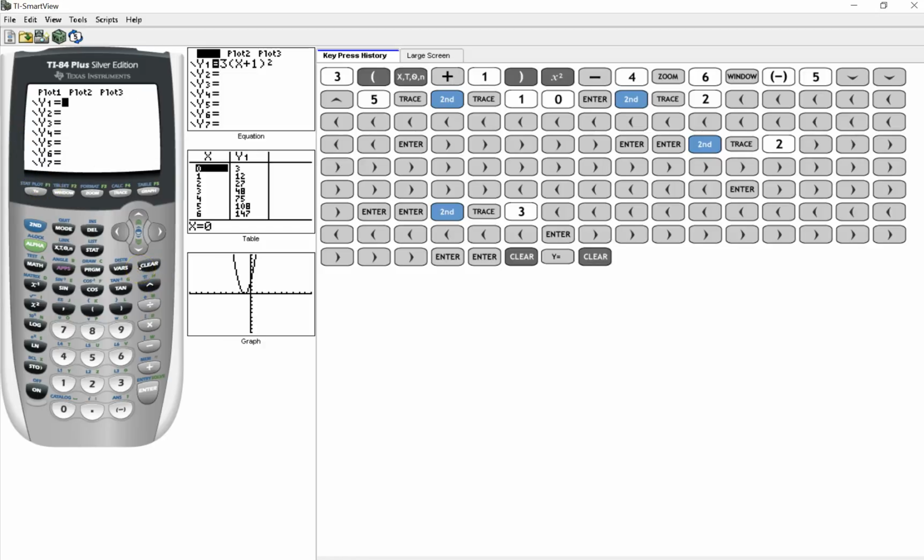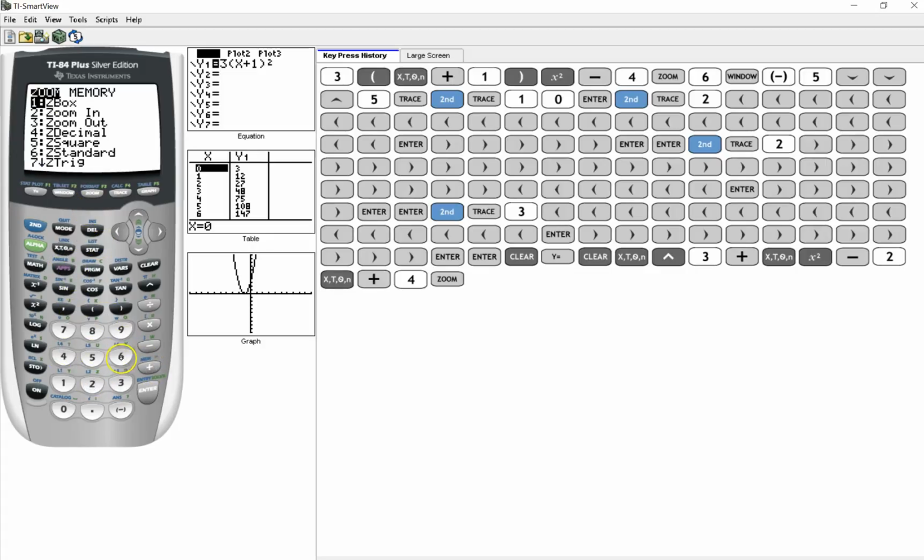Clear out my other one. X cubed plus x squared minus 2x plus 4. Again, zoom 6 to see what that looks like. So it's kind of this S-shaped graph. Now it's going to be different depending on our coefficients that we have in here, but in general this is the shape.